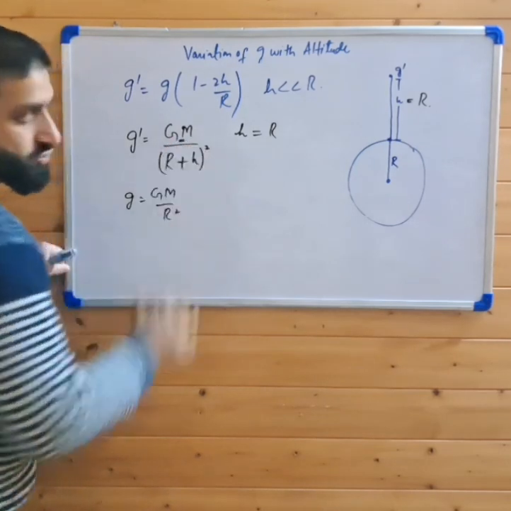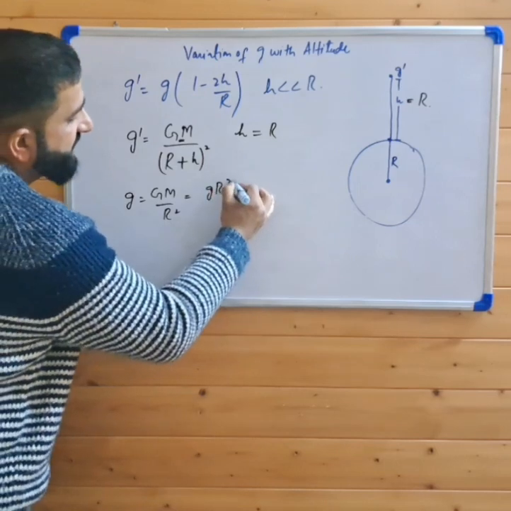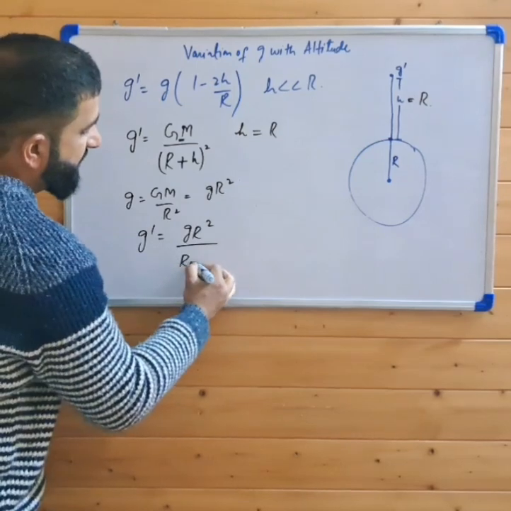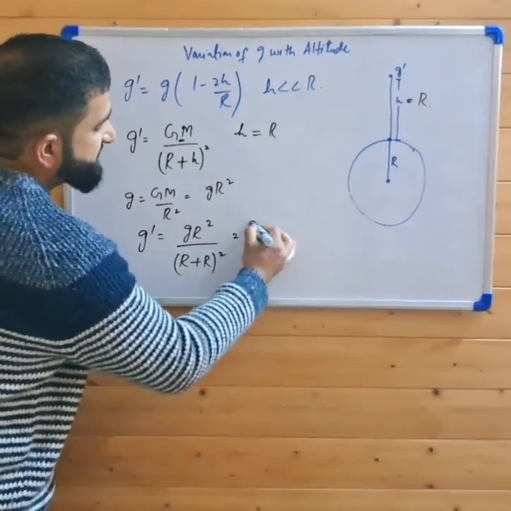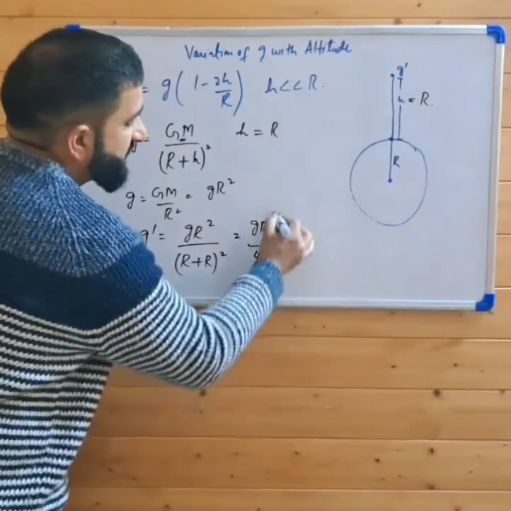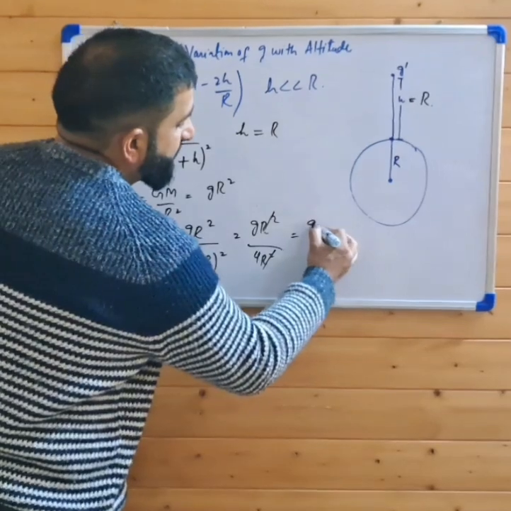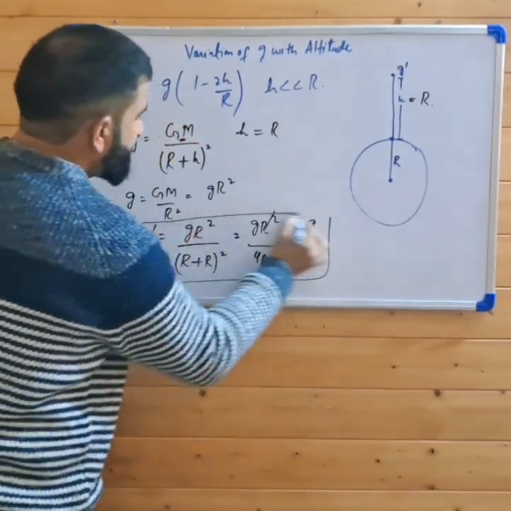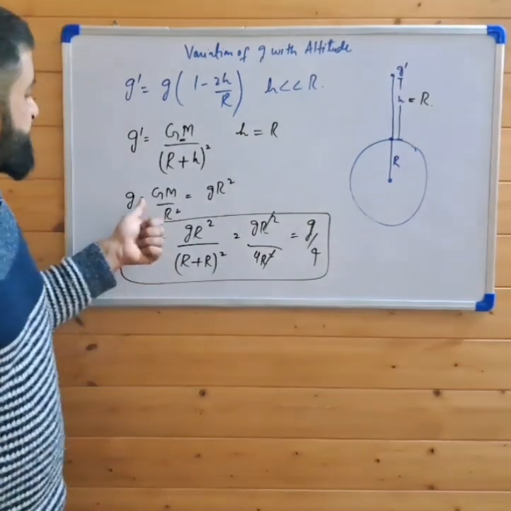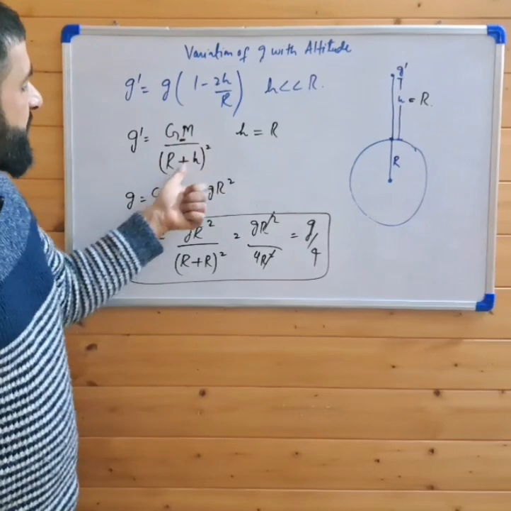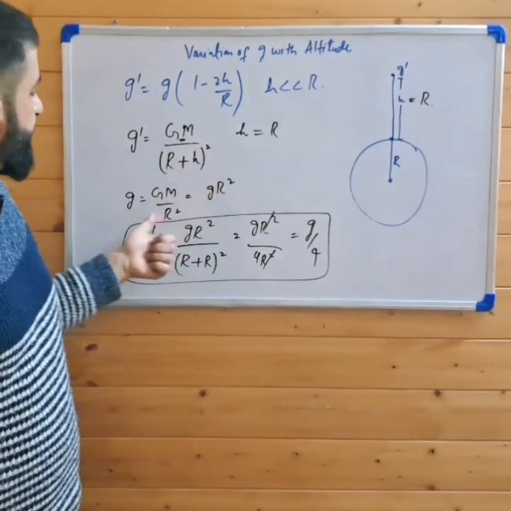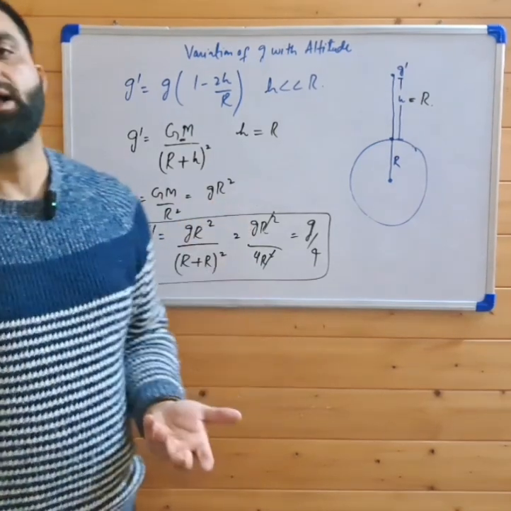Here we will substitute GM equal to gr square. In that case our g dash comes out to be gr square divided by r plus r whole square, that is equal to gr square divided by 2r whole square, that is 4r square. So r square and r square cancel out, so that will be equal to g by 4. That means when the heights or the altitudes are comparable to the radius of the earth, we are going to use this equation, that is g dash is equal to GM by r plus h whole square. We will substitute the value of GM as gr square and we will get the value.